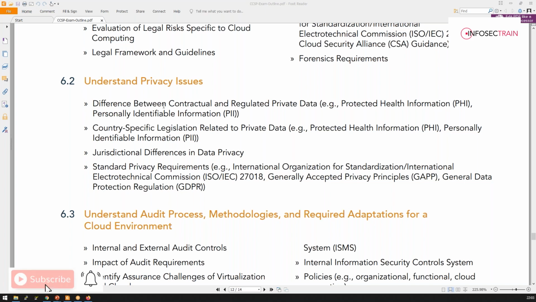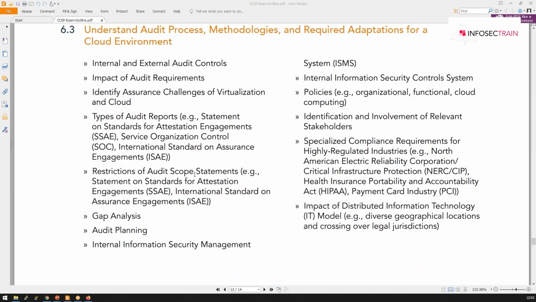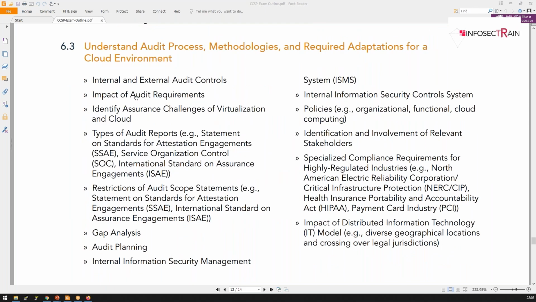And how the various jurisdictional differences can affect data privacy, and the various standards for it. Then we have to understand the various audit mechanisms, like the internal and external audits. And team, let's understand which is more trustable to customers, internal or external?